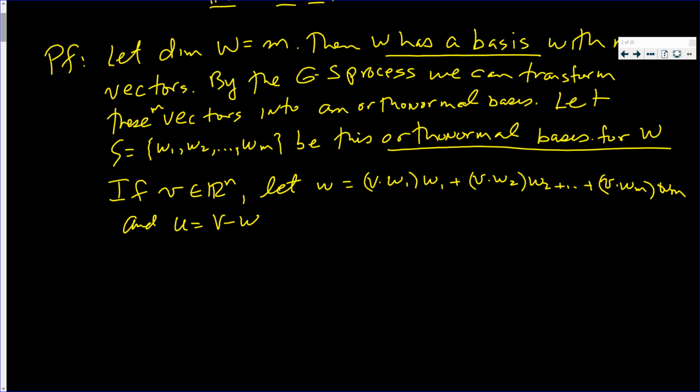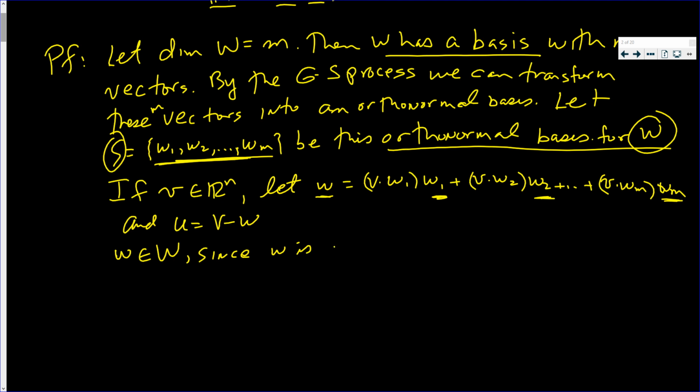Now, where are we? Since little w is a linear combination of the set of vectors in S, which are a basis for W, little w must be in W. If I write little w as a linear combination of the basis vectors, then little w is in W.